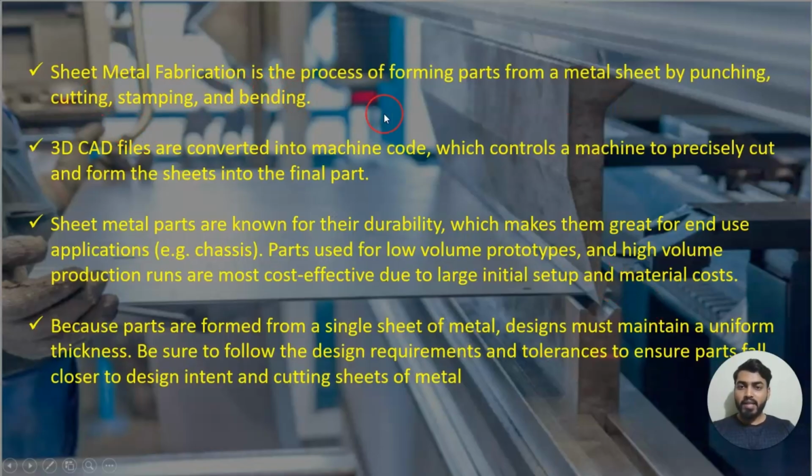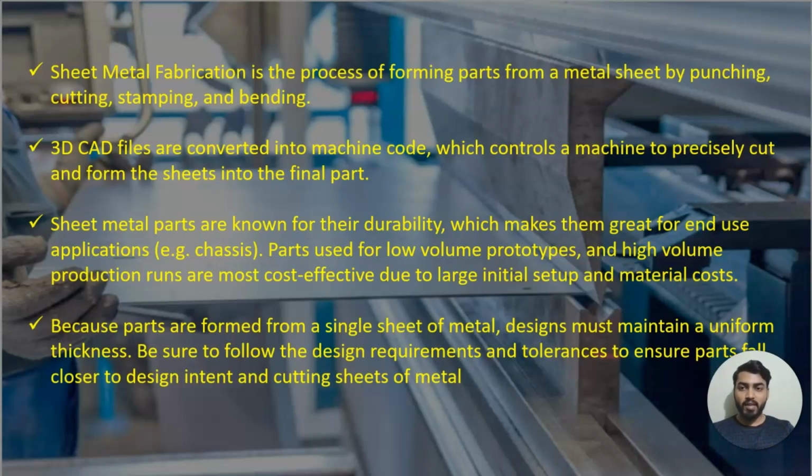Sheet metal fabrication is a process of forming parts from a metal sheet by punching, cutting, stamping and bending. Before, we have seen how to create solid models. Those are made by machining operations, like using CNC machines or different types of machining operations, on solids. But now we are going to learn about sheet metal.